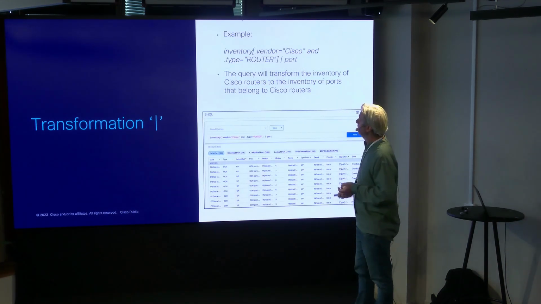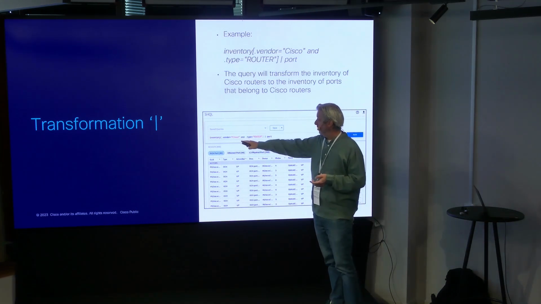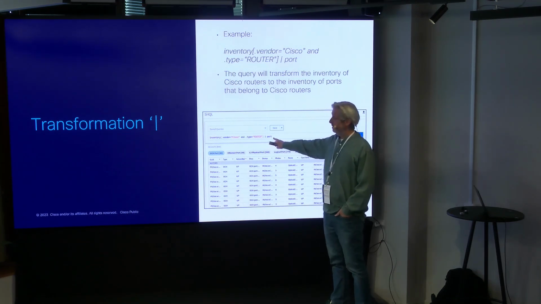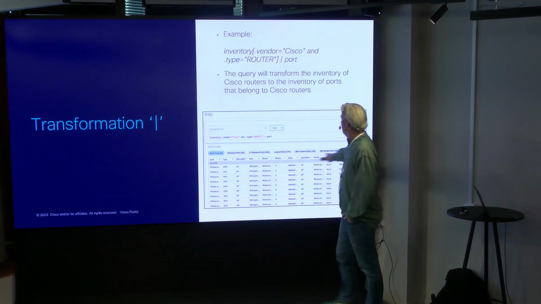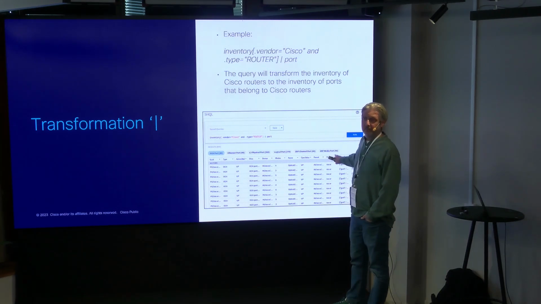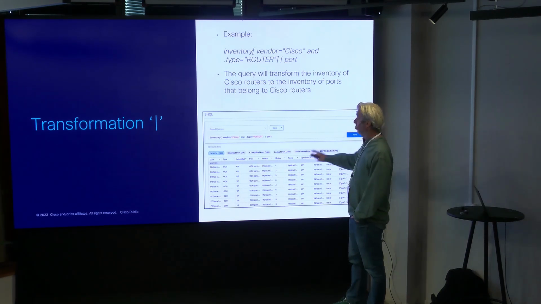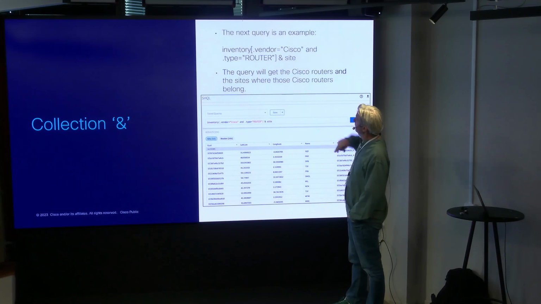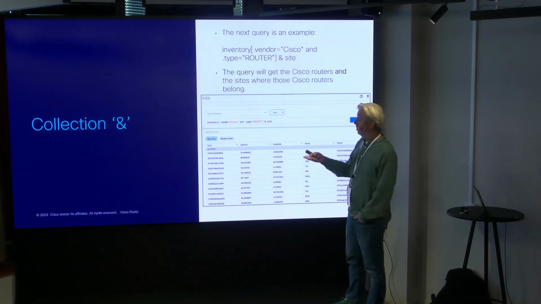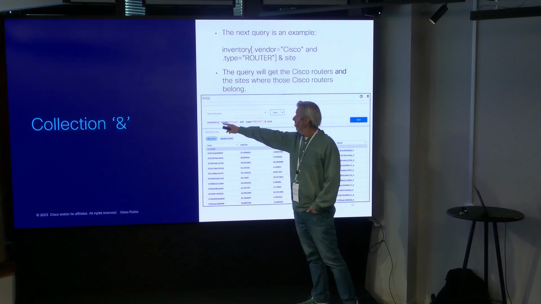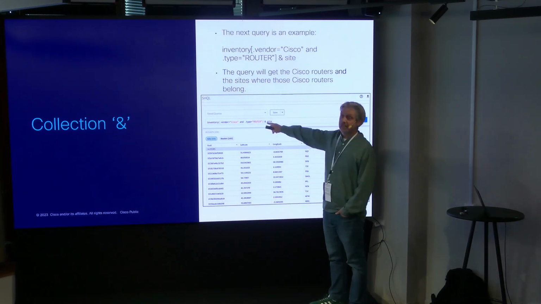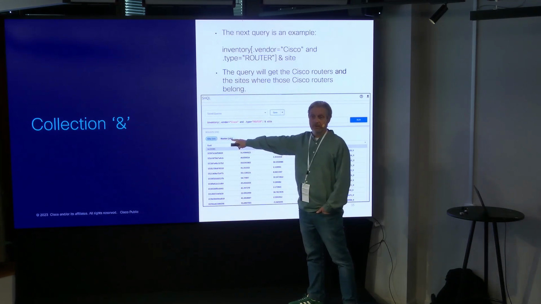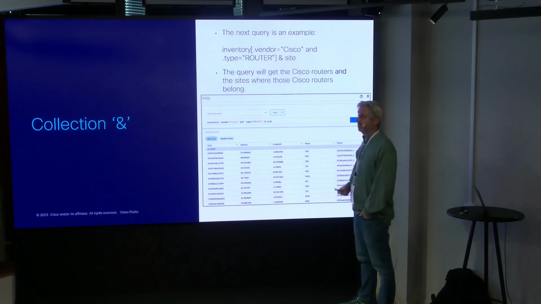So in this example, you see, I'm asking inventory, bring me all Cisco routers, but in this case, I want only the ports. So you can see here in the response, all different ports that we have on Cisco routers, and we get only the ports. In this example, I was using the ampersand to have more objects. So you can see, please bring me all Cisco routers and their sites. So I'm not getting only the sites, but I'm getting also the routers. Okay, two different types of objects in one query.